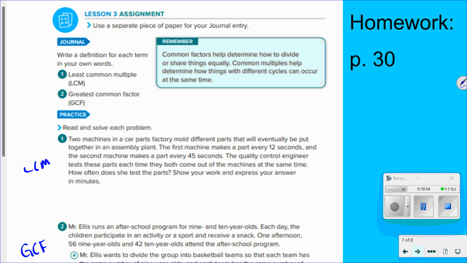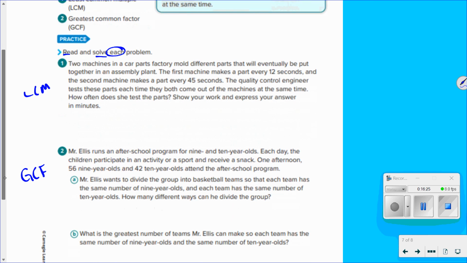Okay, our first part, write a definition in your own words. So basically, tell me in your own words what LCM means. What does GCF mean? Number 1, all of these, we're going to read and solve each problem. So we're going to mark our text. If you don't mark your text, I'm taking points off. Same on the other side. So mark your text. The first one, you're going to be finding the LCM.